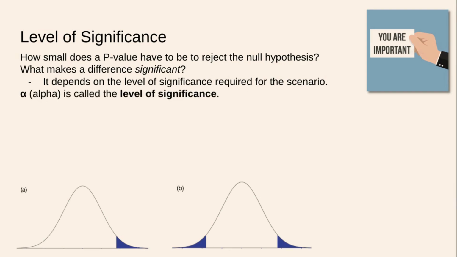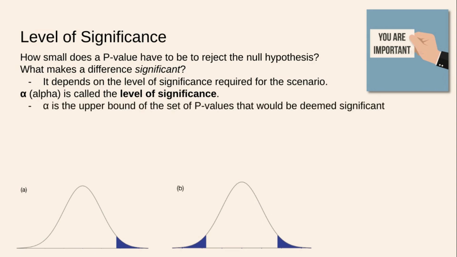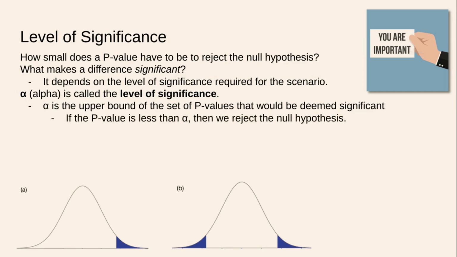Alpha, that little A figure there, is called the level of significance. And alpha is the upper bound of the set of p-values that would be deemed significant. We look for a low p-value to reject the null hypothesis. How low? Well, it needs to be under alpha, all right? Alpha is the upper bound of the set of p-values that would be deemed significant. If the p-value is less than alpha, then we reject the null hypothesis.